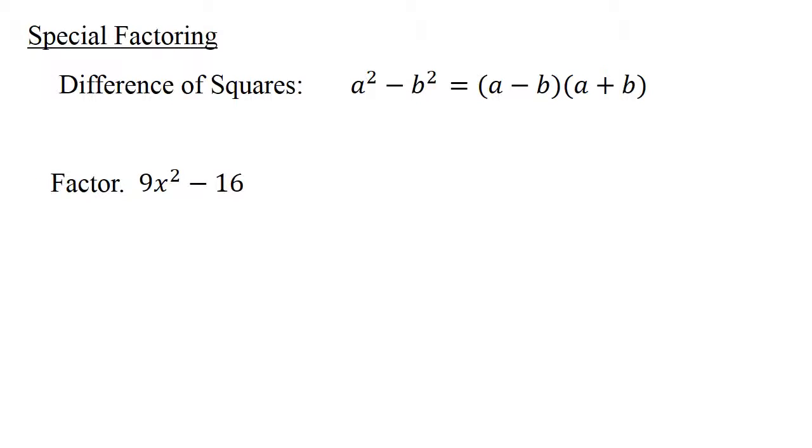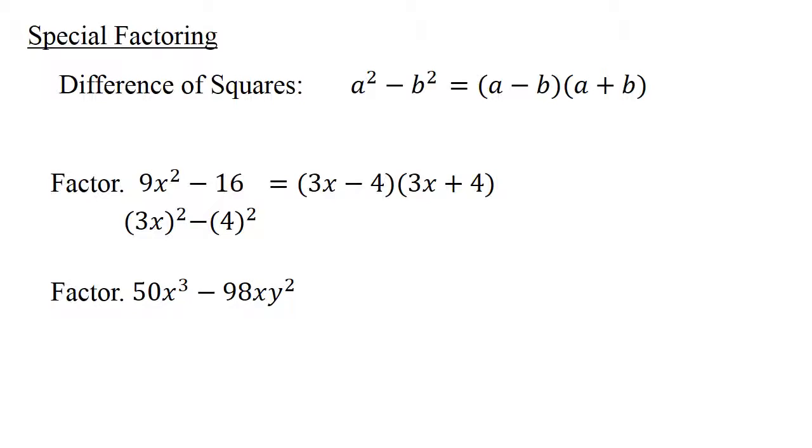So let's say I'm looking at 9x squared minus 16. Well, 9x squared is 3x being squared, and 16 is 4 being squared. So this fits that pattern, a square minus a square. So I'm going to have 3x minus 4 as one of my parentheses, and 3x plus 4 as the other, and I would just write that if I was asked to factor this.